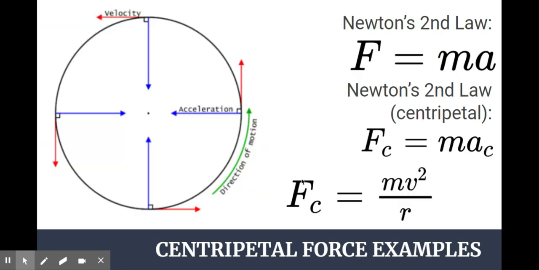All right. Now, let's go back to Newton's second law. Force equals mass times acceleration. If we want to use Newton's second law for centripetal motion or uniform circular motion, then we simply need to replace our acceleration with centripetal acceleration. Because if our acceleration is centripetal, our force will be centripetal as well.